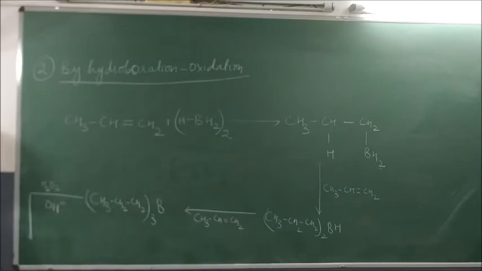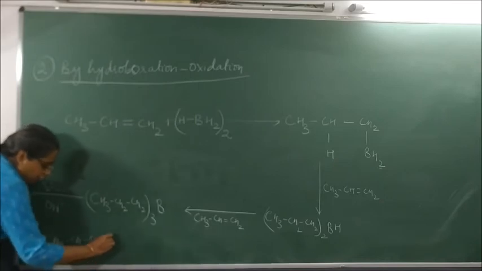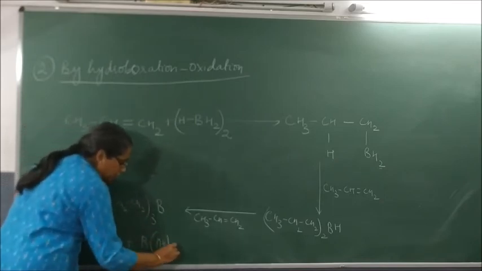What is the formula of the alcohol we will get? CH3, CH2, CH2OH. Please write CH3, CH2, CH2OH plus we will get B(OH) thrice.